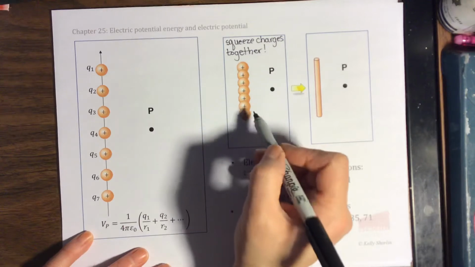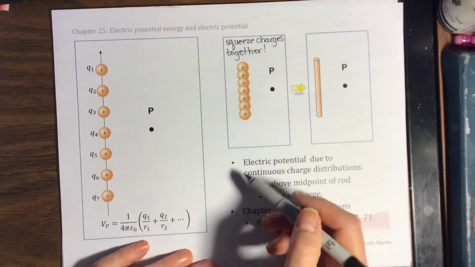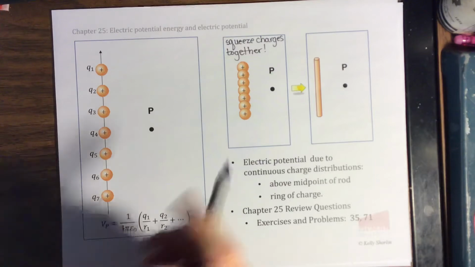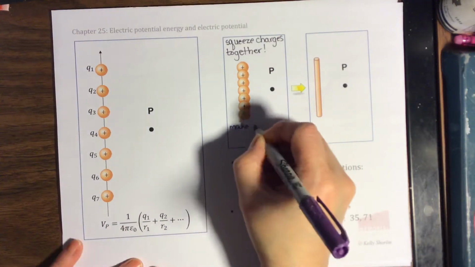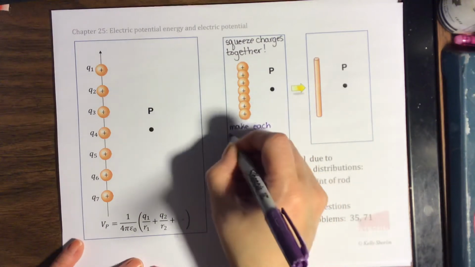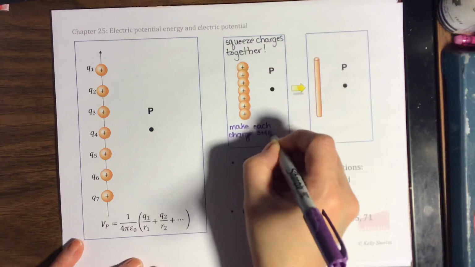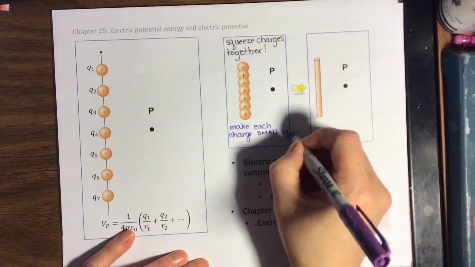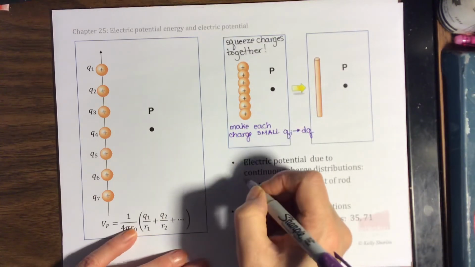So that's an intermediate step. We start to take these charges and we pull them all together. The next thing that we do is we make each charge very small. So we have a whole lot of tiny charges. When we make each charge small, what happens is that each individual charge Q goes to a little bit of charge that we call dQ.